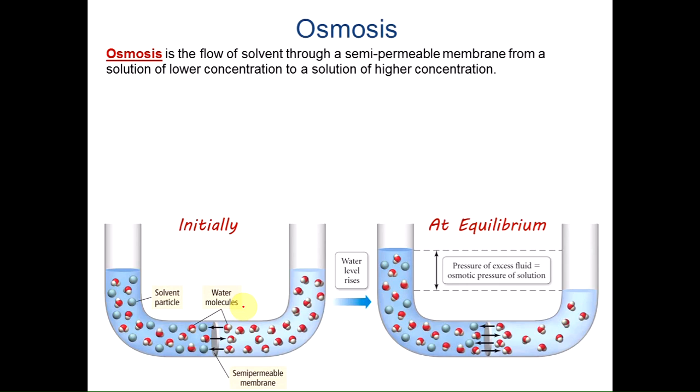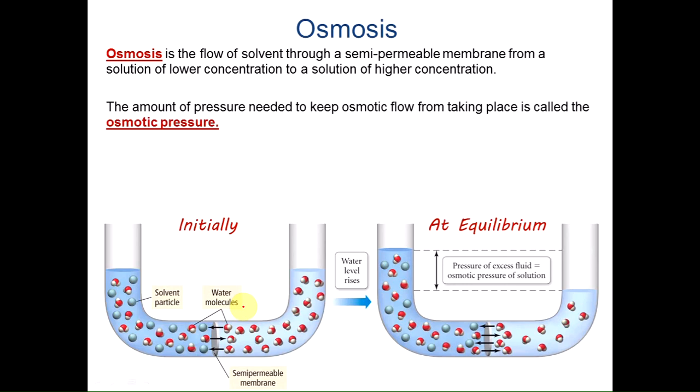So osmosis, if we define that, is the flow of solvent through a semipermeable membrane from a solution of lower concentration to a solution of higher concentration. And the amount of pressure needed to keep osmotic flow from taking place is called the osmotic pressure. Here we have this U-tube. We've got a semipermeable membrane, and we have some solute particles and water molecules on this side. We have water molecules on the other side. If we allow time to pass, eventually the water molecules can pass through, because only the water molecules can pass through, the solute particles can't. They're going to pass through to the other side. It's going to raise the water level on this side.